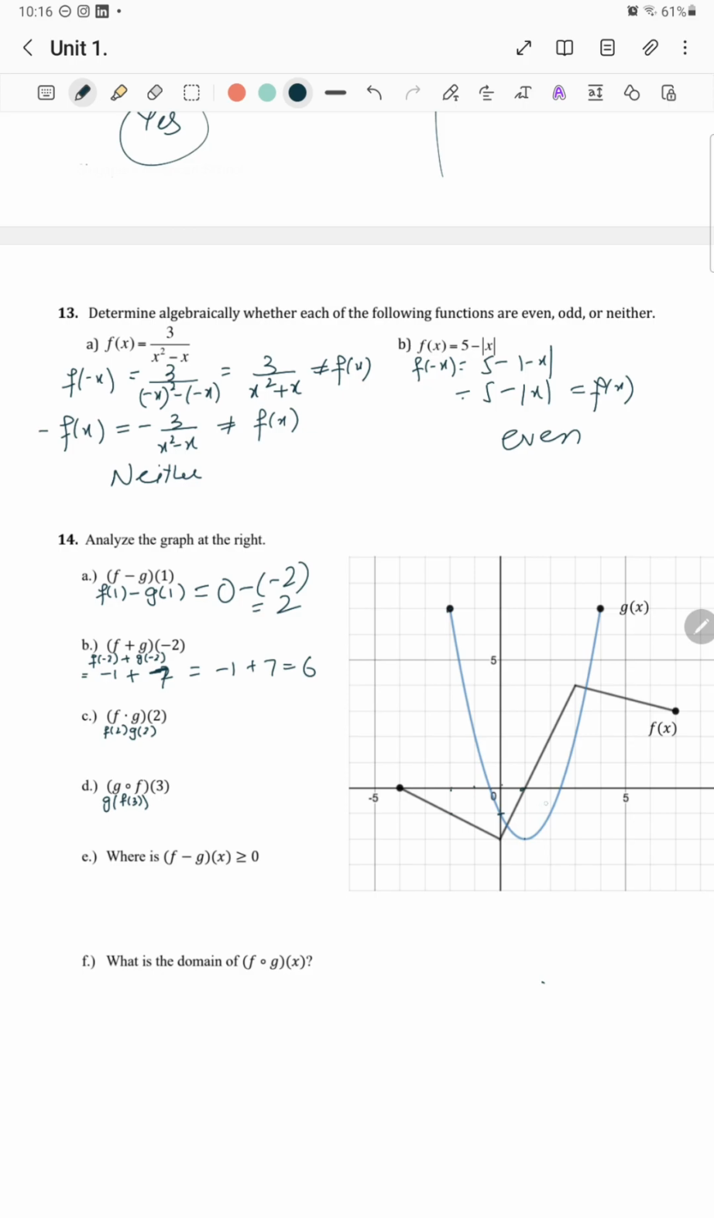F of 2 is 2, and g of 2 is minus 1. G, f of 3 is 4, g of 4 is 7. Oh, sorry.